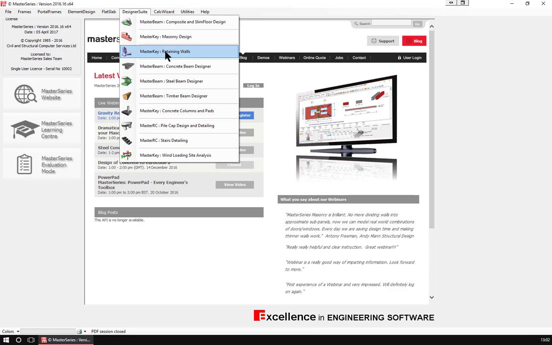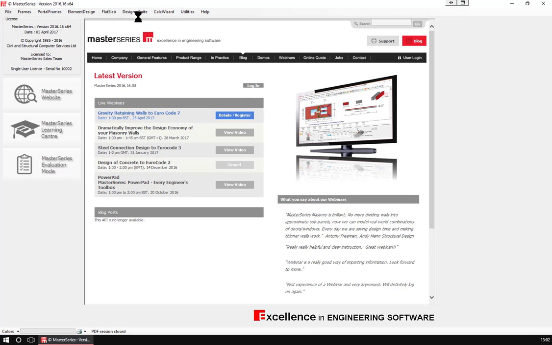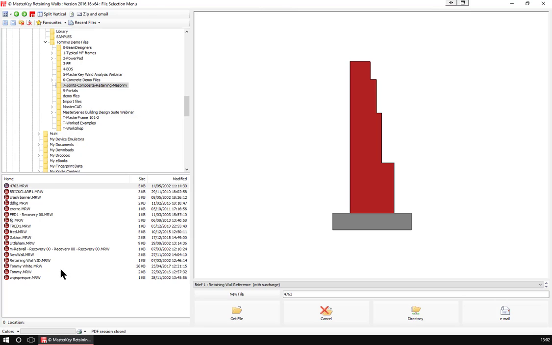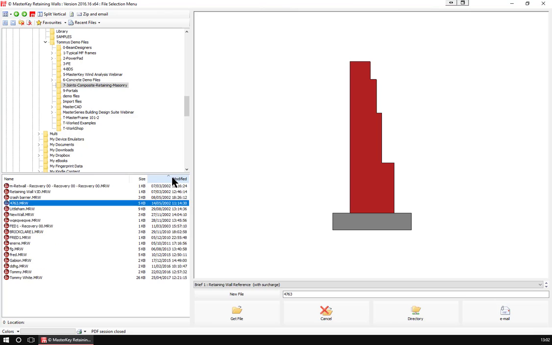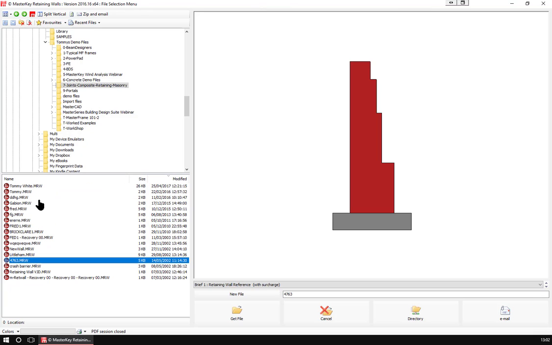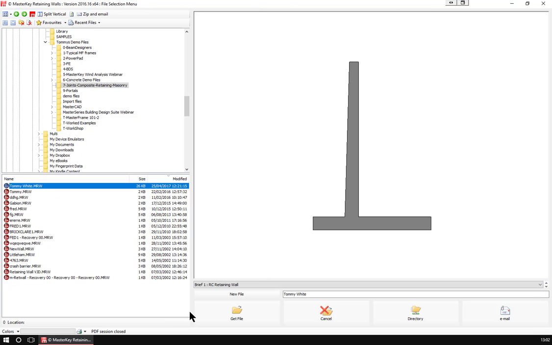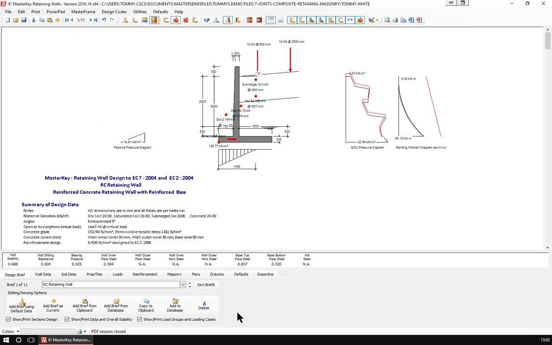So into retaining walls from the designer suite, and I'm going to choose a wall that I was working with before. If I sort them by date, I will see that that's the one I was working with, which is me, and just say get file. So here we go. This is the sort of wall that we're going to end up with.